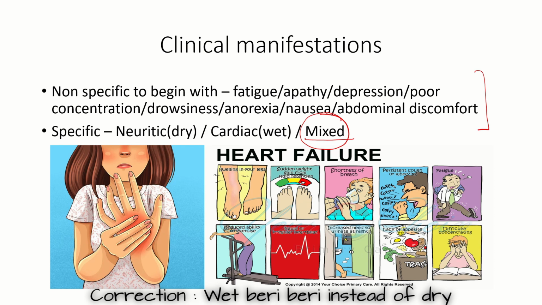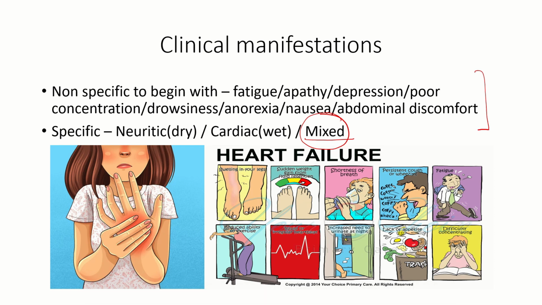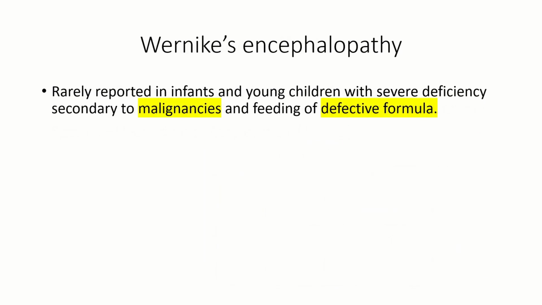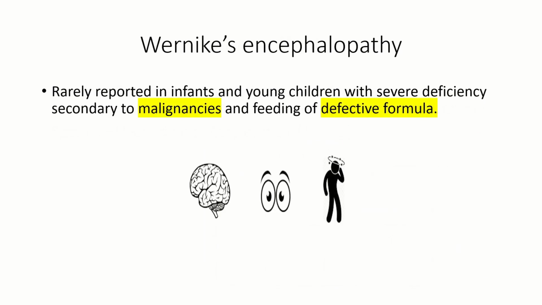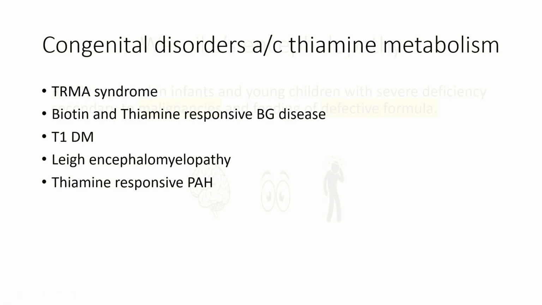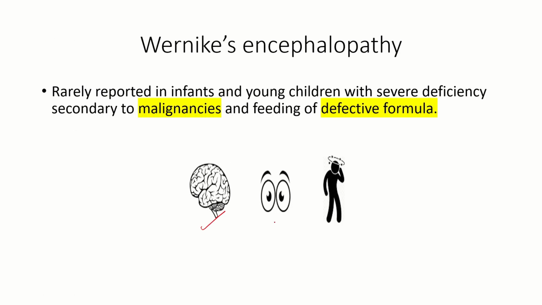Another classic manifestation of thiamine deficiency state is Wernicke's encephalopathy. As we all know, Wernicke's encephalopathy is a triad of altered mentation, ocular manifestations, and ataxia, but it is very rarely reported in infants and young children. Maybe only with a very severe deficiency, which happens secondary to malignancies, or maybe when the baby is being fed with a defective formula, will the child present with Wernicke's encephalopathy.